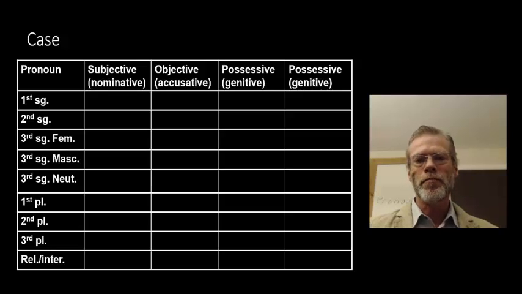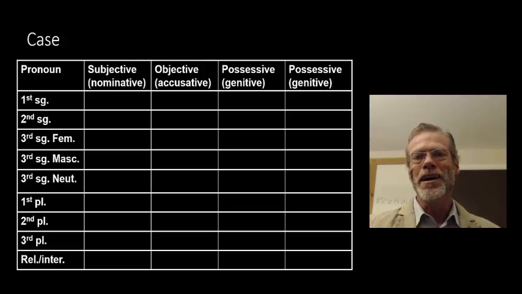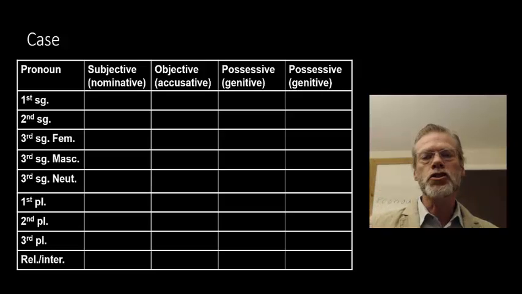Now, this chart may look a little daunting, but I just want to assure you that English case is actually quite simple compared to case in other languages. Hungarian, for example, arguably has well over 20 cases. English really only has 3. There's subjective, or as linguists like to call it, nominative, objective, or as linguists like to call it, accusative, and then possessive, or as linguists call it, genitive. I've got 2 columns for the genitive, and we'll talk about why.